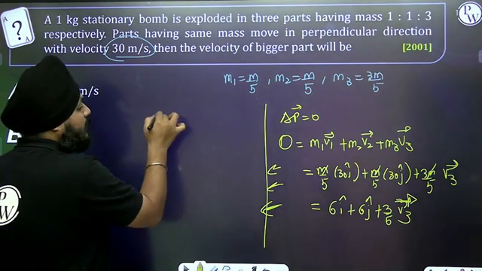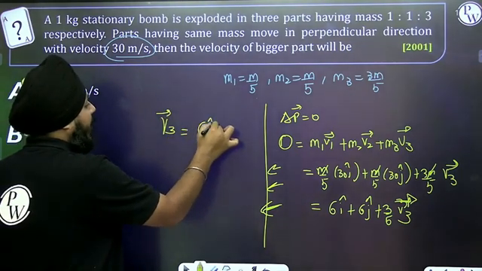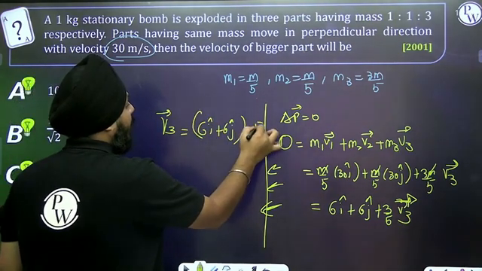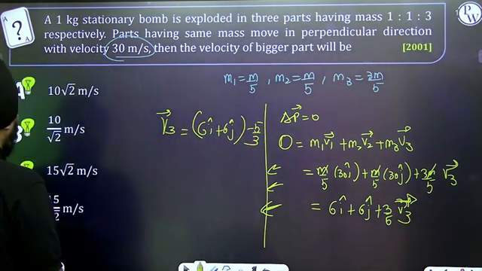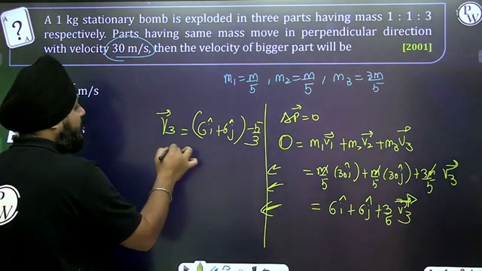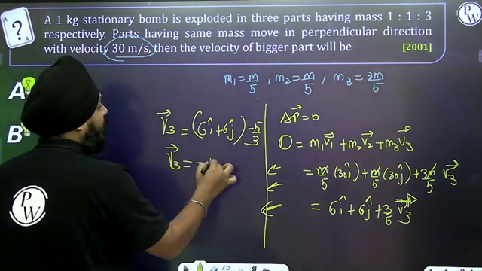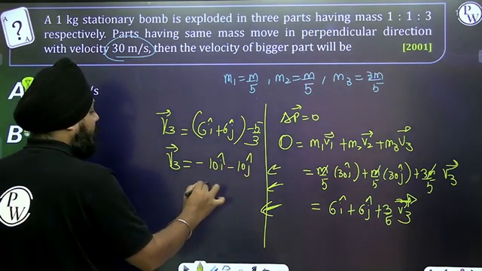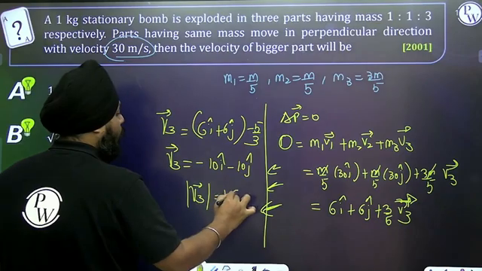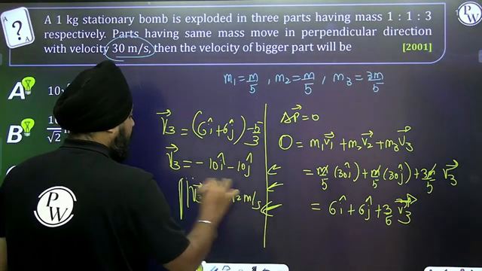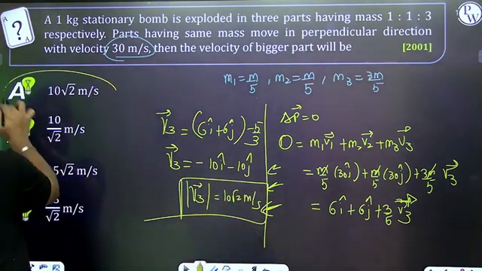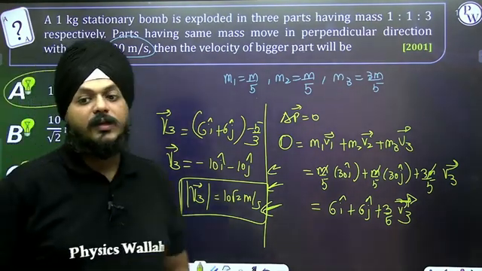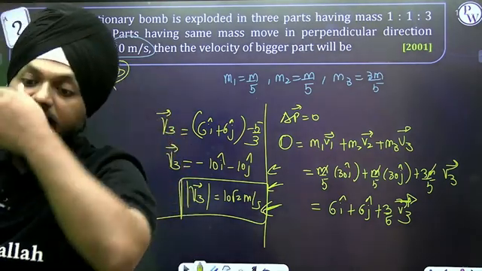So v3 is going to be 6 i plus 6 j into negative of 5 by 3. Okay, so v3 is going to be negative of 10 i, negative of 10 j. v3 in terms of magnitude is equal to 10 root 2 meter per second. And this is the perfect answer for this specific question. Yes or no?